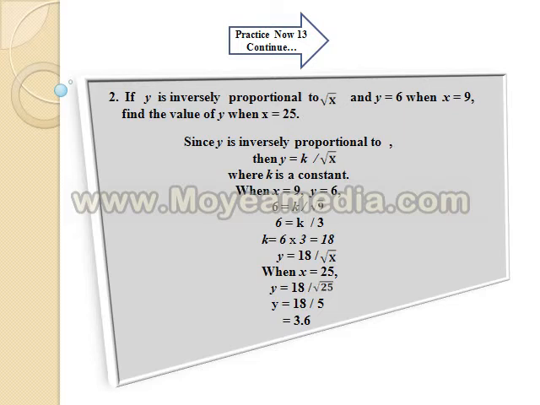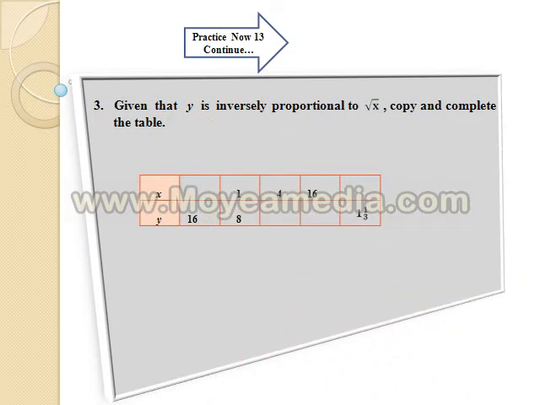So that's it. And let's go for the question number 3 now. Question number 3, the relationship is the same now again. Y is inversely proportional to square root of x, which we already did. But here in the table, we have some empty boxes. So we have to fill those boxes. In other words, we have to find those values.